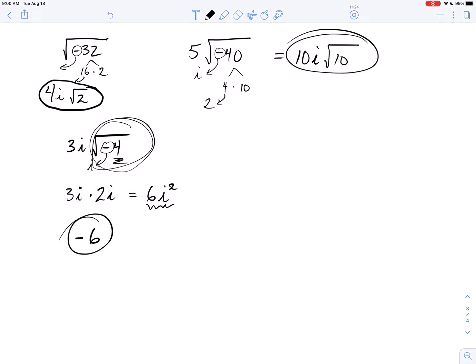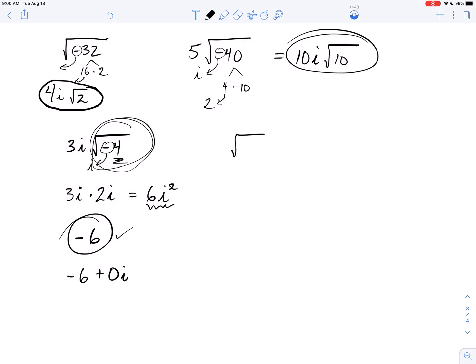Now, it does not say negative 6 plus 0i, which makes me always say negative 6 plus 0i. But I just wrote the answer as negative 6 on the answer key. Well, why did I do that? Well, you guys know this rule in math.